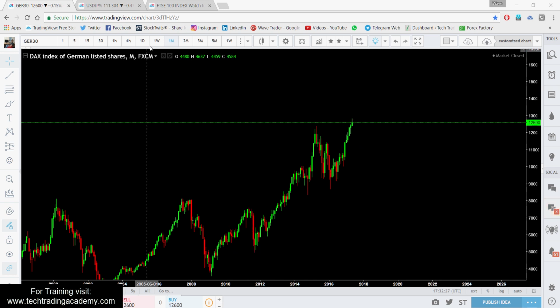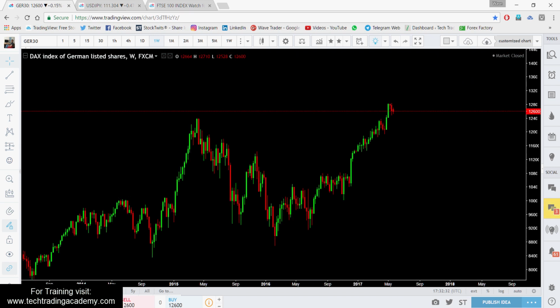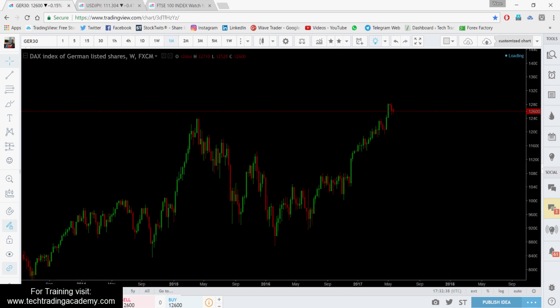So this stays in a trending market. Every time they pull back, look for upside. If a pullback comes here, we're going to look for upside rather than the downside.